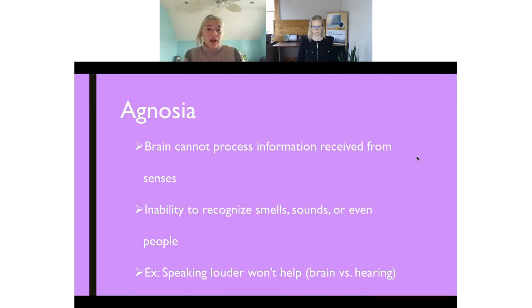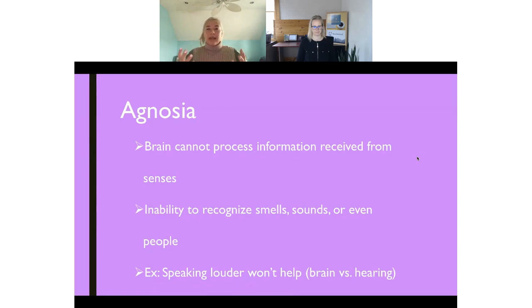Agnosia, however you want to pronounce it. I'm from New York, I might sound a little different. Your brain cannot process information received from your senses. You're unable to recognize smells, sounds, or even people.